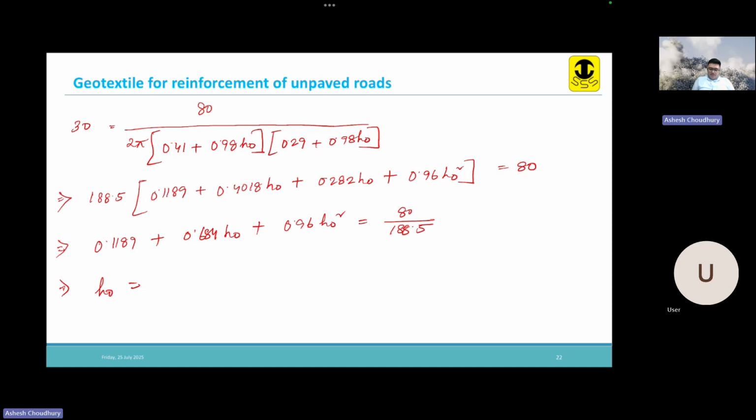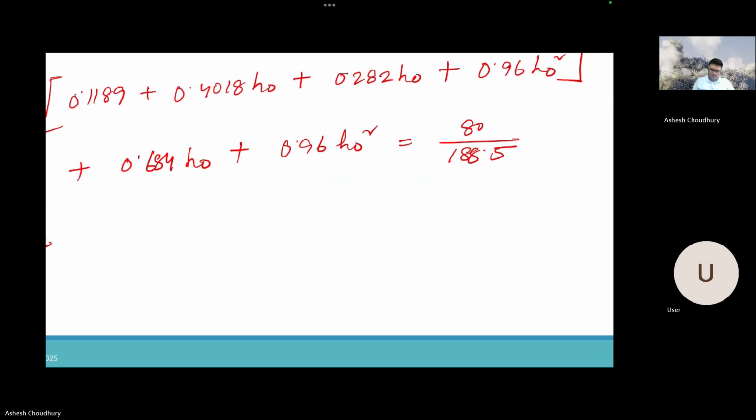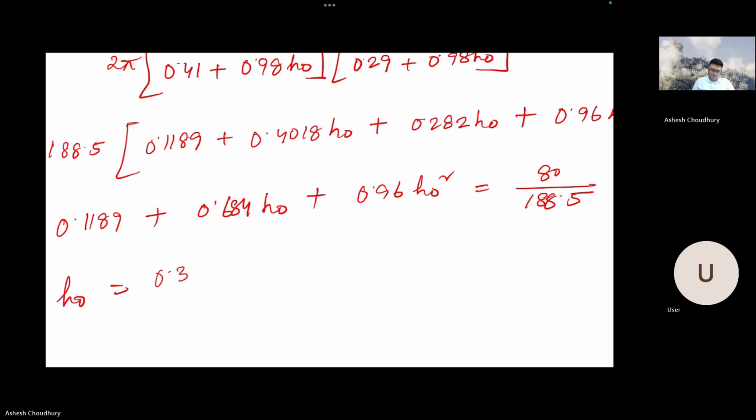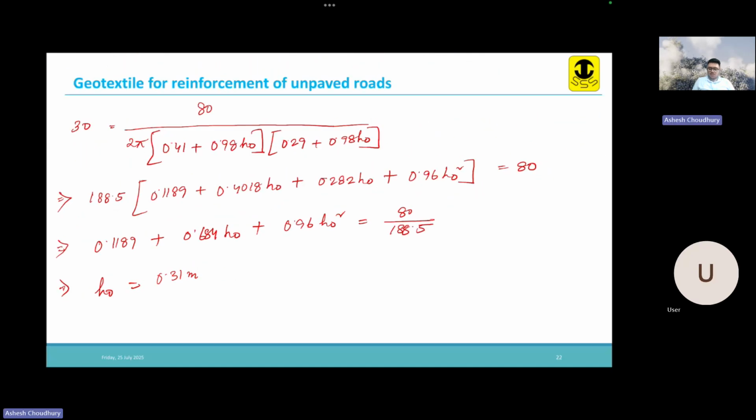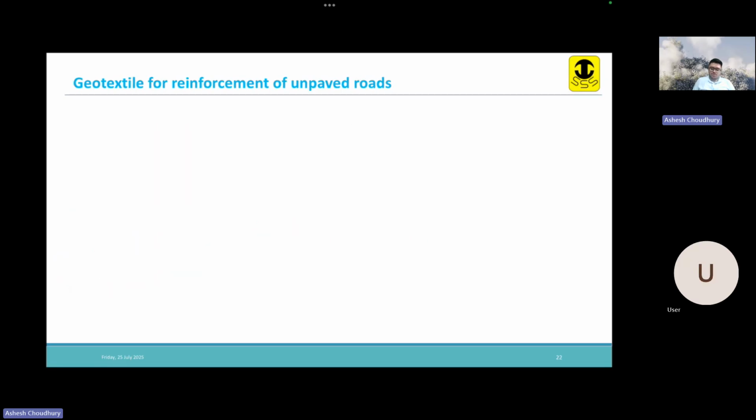So this will come out as 0.31 meters. 0.31 meter is the thickness of the aggregate layer without using geotextile. Now we'll use geotextile, then we will see what will happen.